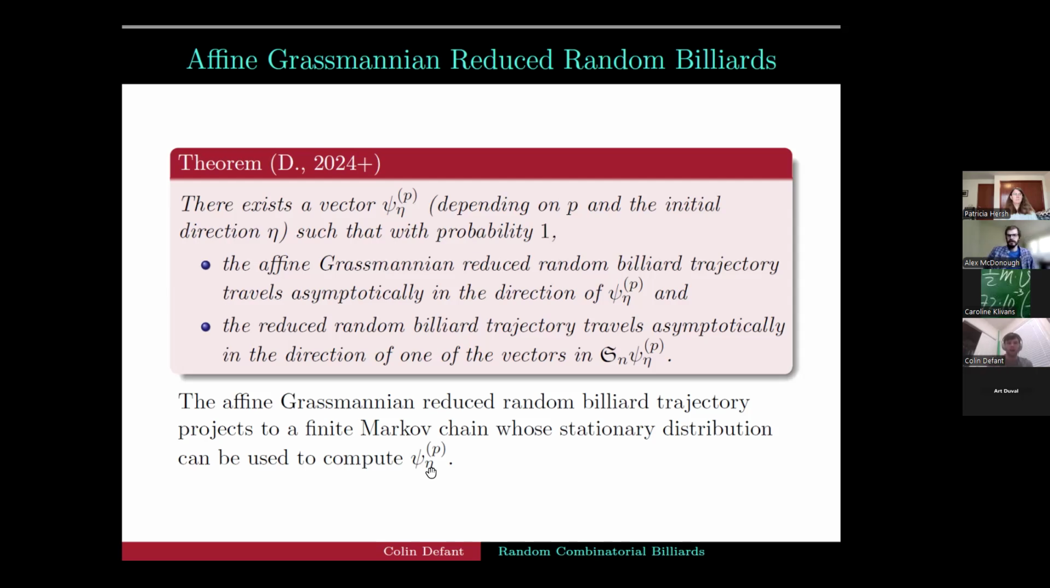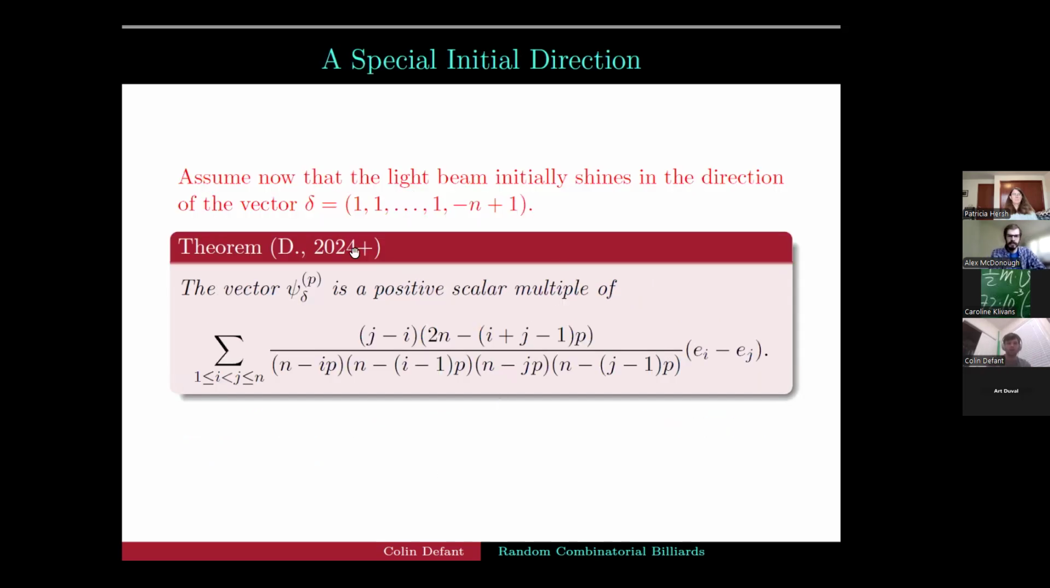So I want to assume now that my initial direction eta is this vector that I'll call delta. And delta is just, well, it's a bunch of ones followed by negative n plus 1. This is some vector in V, and I know it's in V because the sum of the coordinates is 0. So this is some vector. You don't really need to worry about how to visualize this, except I will say that in the n equals 3 case, so with these two-dimensional pictures, this is shining due east. So this is saying, shine in the eastward direction at the beginning. And I've been doing that in the pictures anyway, so sort of the same as what I've been showing.